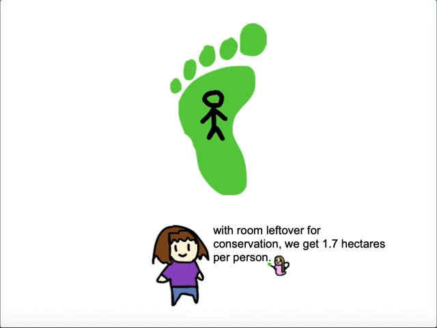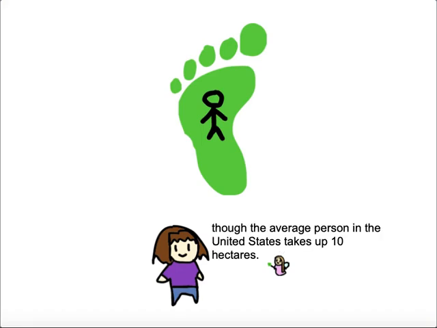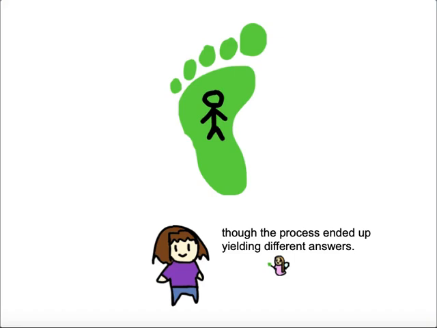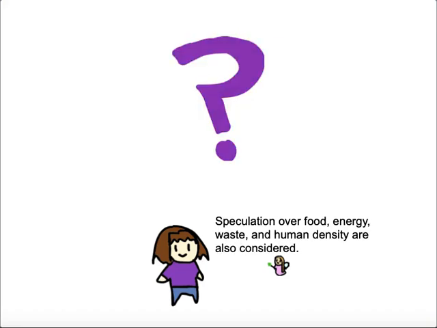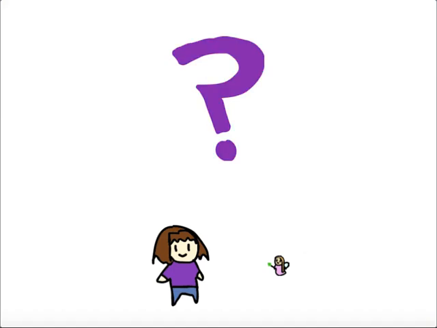We get 1.7 hectares per person. Anything more than this number for one person is supposedly unsustainable, though the average person in the United States takes up 10 hectares. Consumption of photosynthetic products is another way to go about it, though the process ended up yielding different answers. Speculation over food, energy, waste, and human density are also considered. Some think that new technology will be able to further support the human population, though in the end, it's all assumptions. You humans are the ones that decide your own fates.